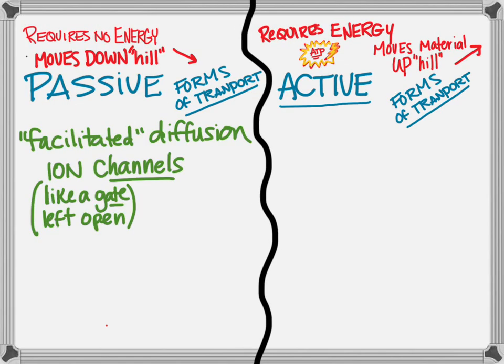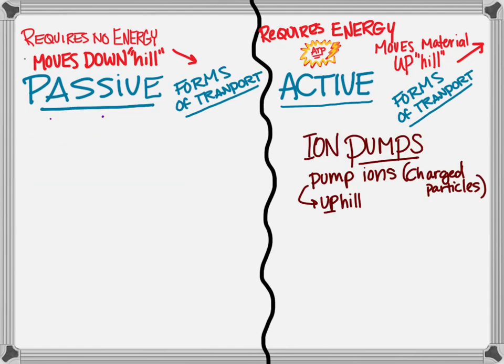Facilitated diffusion is kind of like leaving a gate open. So we're not expending any energy to pump things up or down the gradient, but we've got sort of a wider opening in the cell membrane. For active transport, ion pumps have been the thing that we've focused on the most, and those are little proteins in the cell membrane that pump ions, charged particles, up the hill.